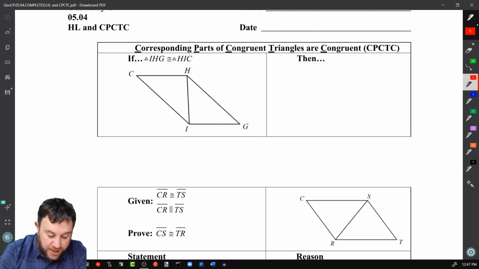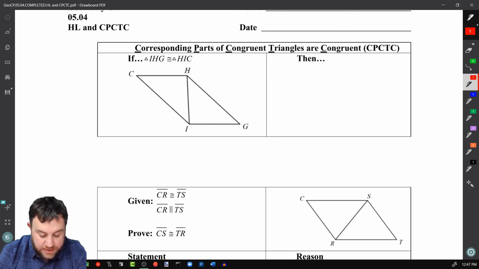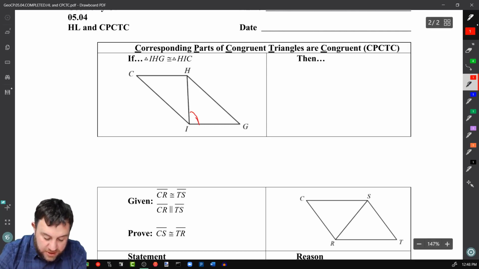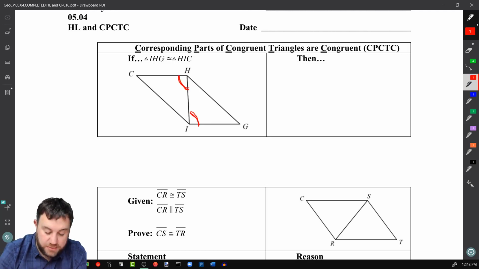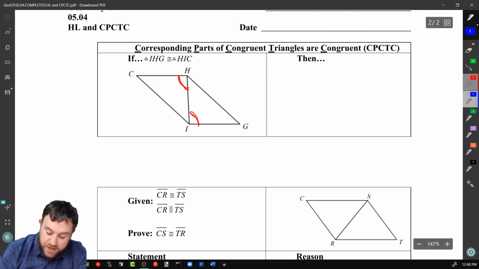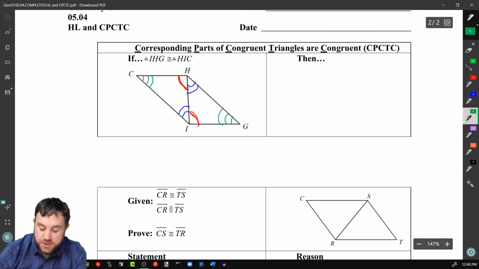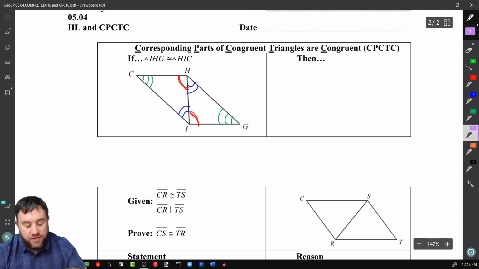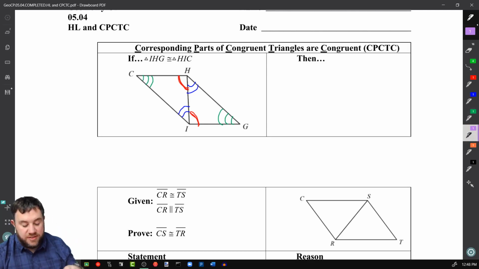So we know that angles I and H are congruent. Well, we don't have angles I and H, but we know this angle and this angle are congruent. They correspond to each other. The same thing with these two angles. They correspond to each other. And with C and G, they correspond to each other. And again, all that we know because of the order of the letters in our triangles.